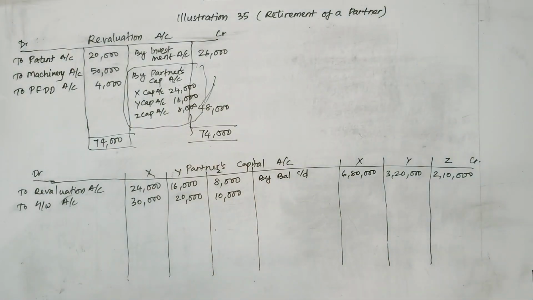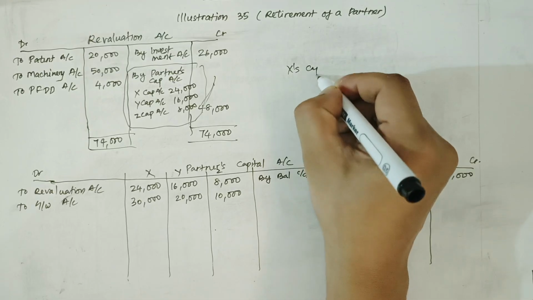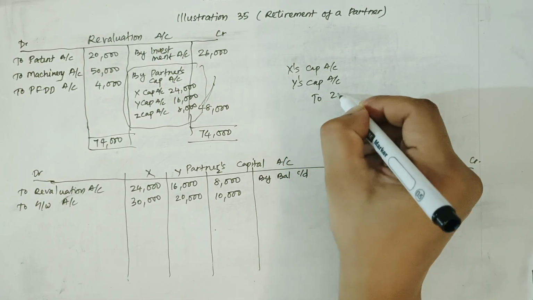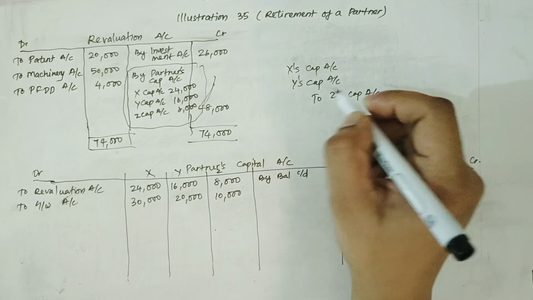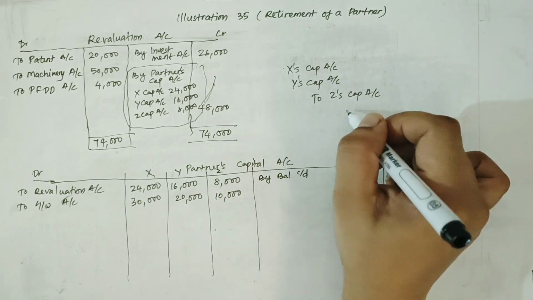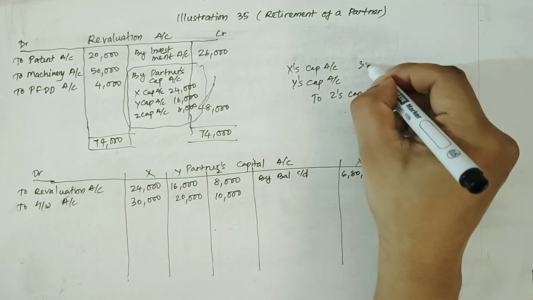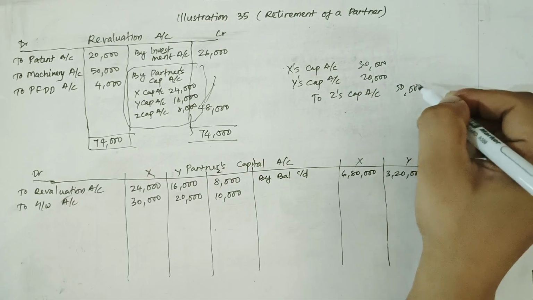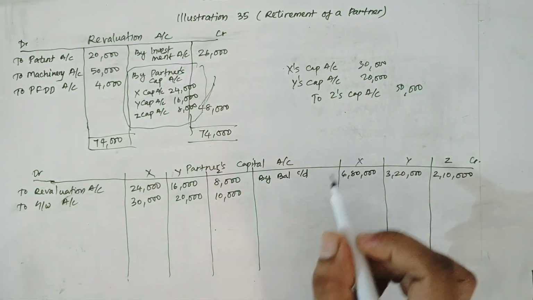And now Z's share of goodwill was contributed by gaining partner. We had also posted journal entries for that. The journal entry was X capital account debit, Y's capital account to Z, and gaining partner's capital account debit to retiring partner's capital account 30,000, 20,000, and the total was 50,000. So this has to be posted in partner's capital account.